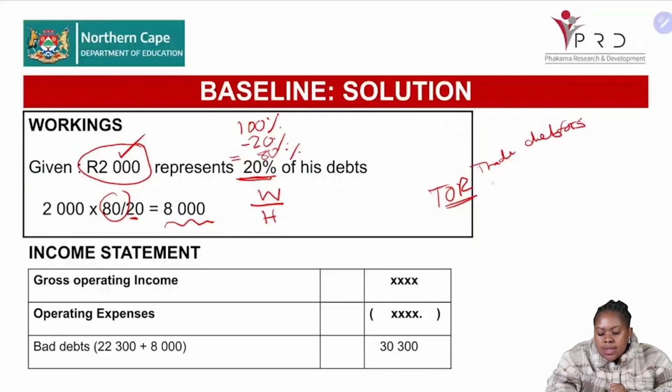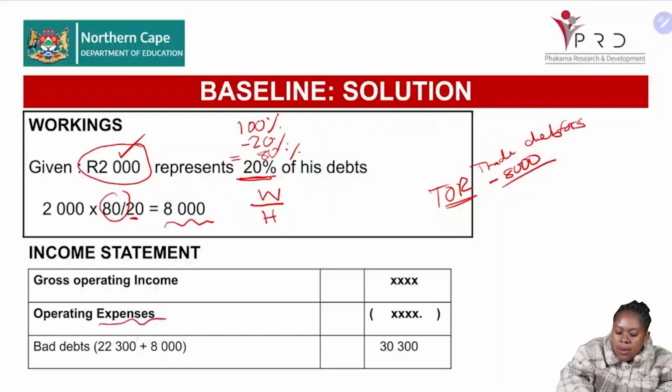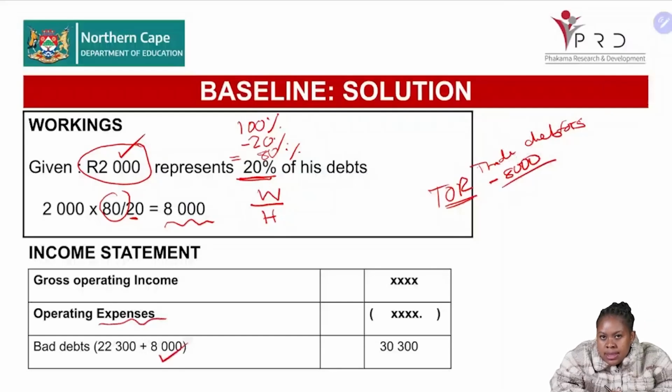And then you are going to subtract the 8,000. Now we're fine because we can't expect that money anymore. And then the other account that it's affecting is the bad debt. We are taking the 8,000 from the debtor's control and we are putting it in our income statement under expenses, and our bad debt is increasing.